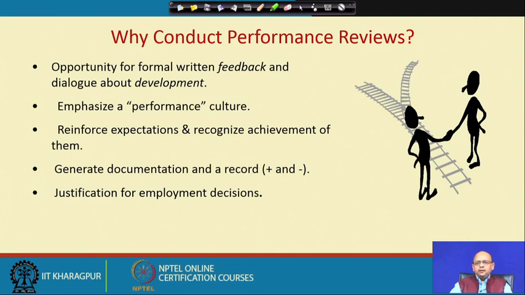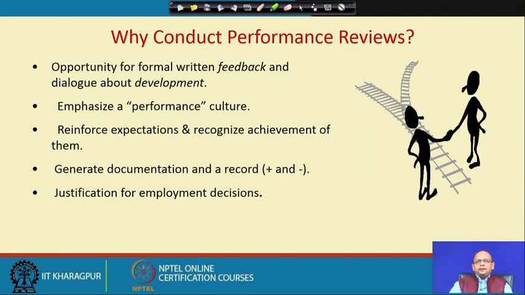Whatever you are doing, you are thinking about how it is going to contribute either to my performance, the unit performance, or the organizational performance. The moment you start thinking about it, you are creating a culture of performance. In each and every activity you see whether it is redundant, whether it is significant, and in what way it is going to contribute to the performance of the organization, right.